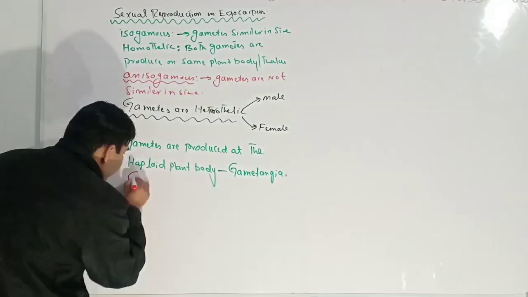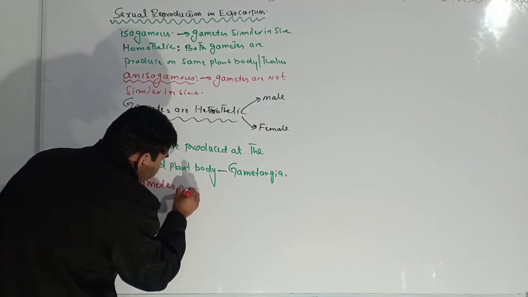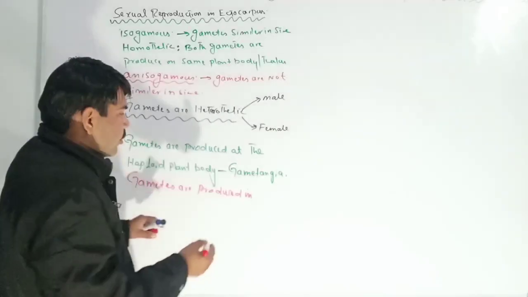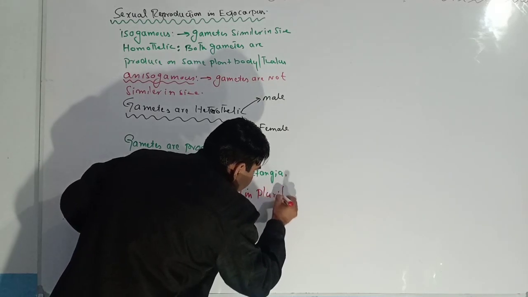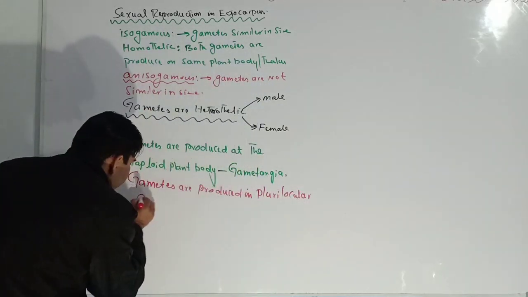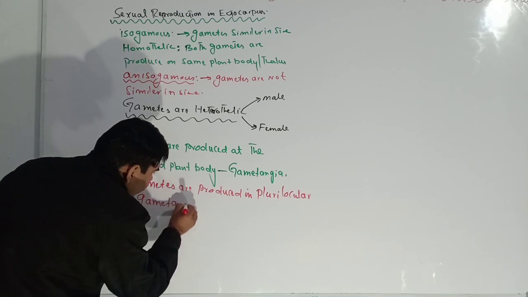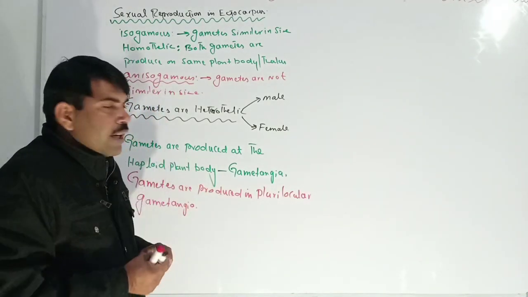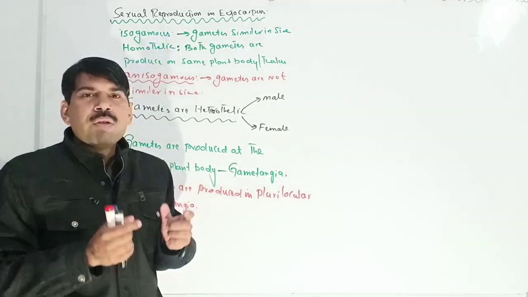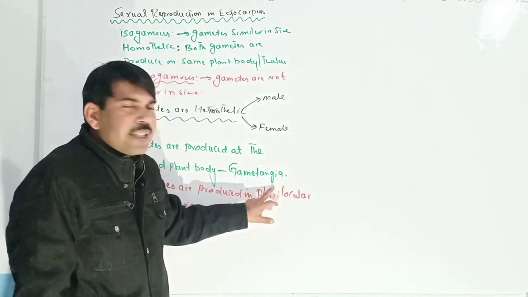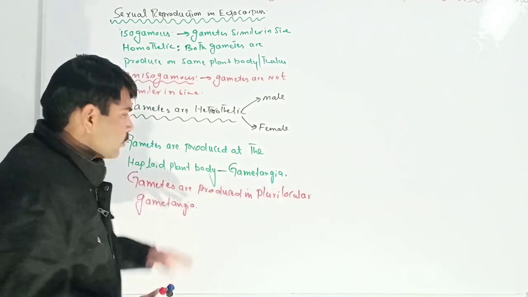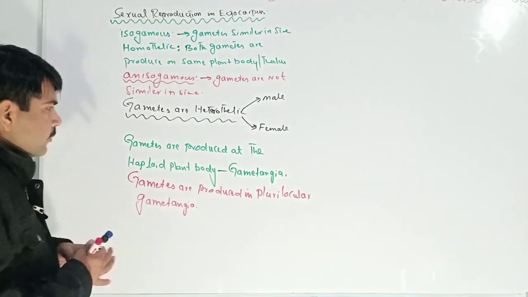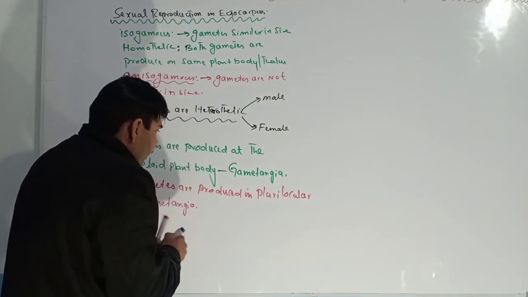So we can write here, gametes are produced in a structure known as plurilocular gametangia. Gametangia are the structures in which gametes are produced, and because they have many locules or spaces or cavities, we say that gametangia are plurilocular. So how do these plurilocular gametangia produce the gametes?